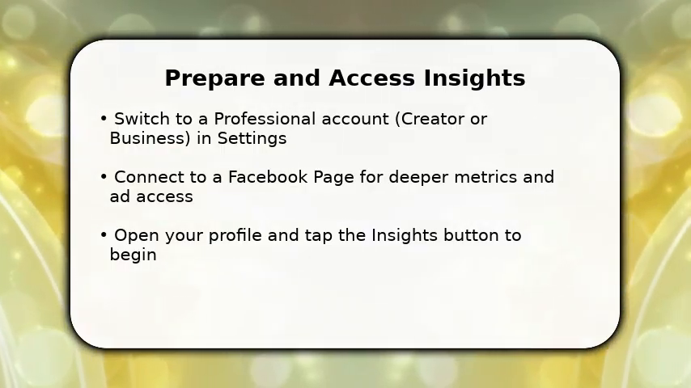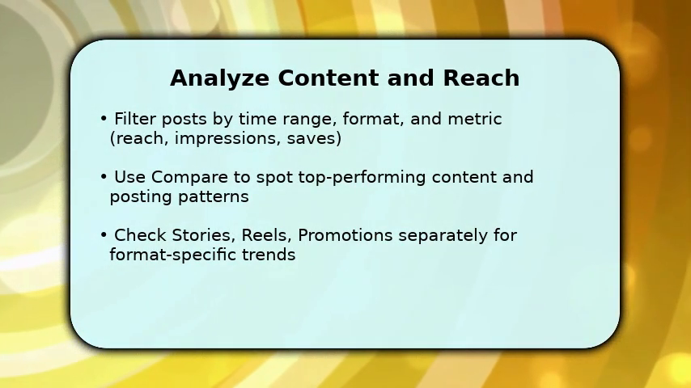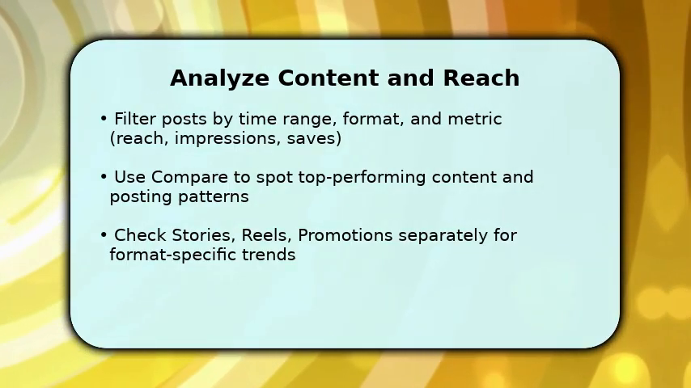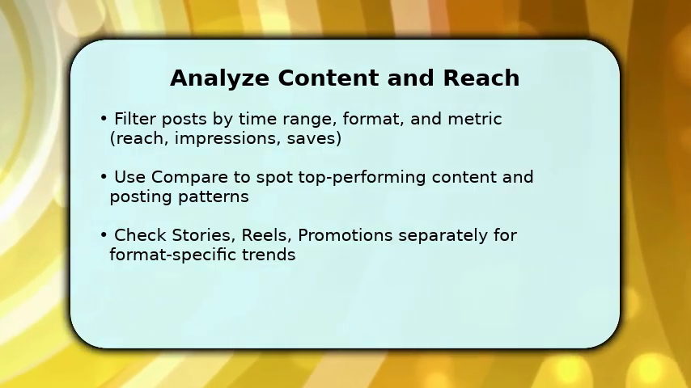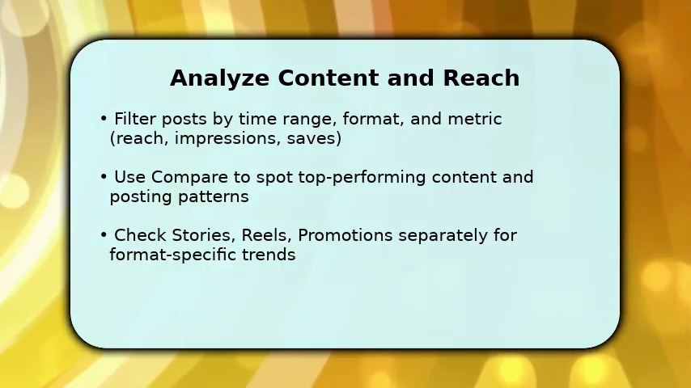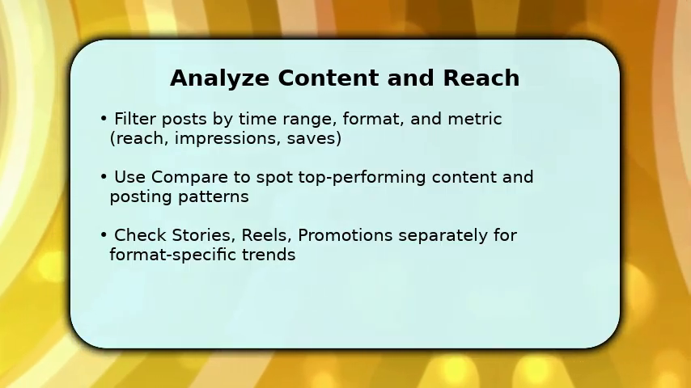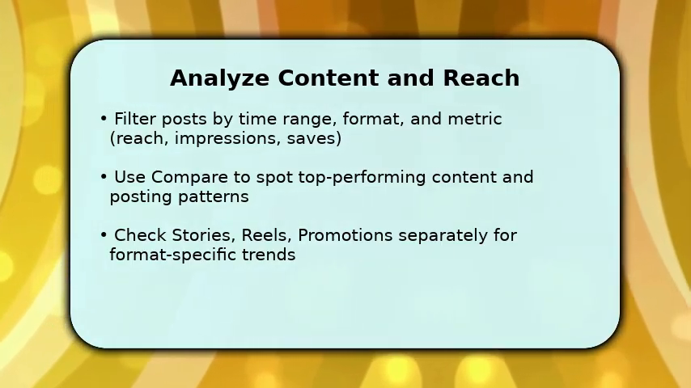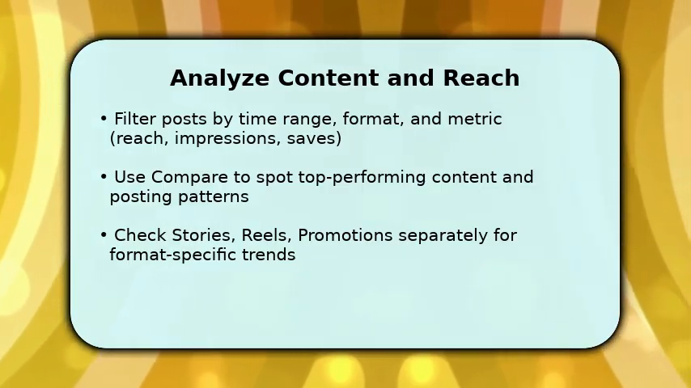Now dig into content. Tap Posts, then use the filter menu to pick a time range and the metric you care about: reach, impressions, saves, or interactions. Once done, sort by that metric to reveal top performers and note patterns. Caption length, hashtags, time posted. Also inspect stories and reels individually because their retention and completion rates behave differently. Make sure to compare organic versus promoted posts to see how ads shifted reach and which creatives.